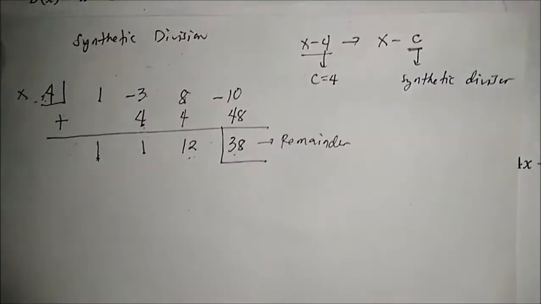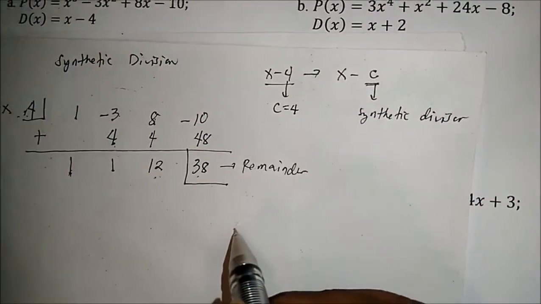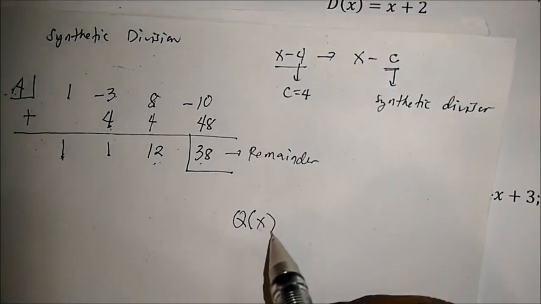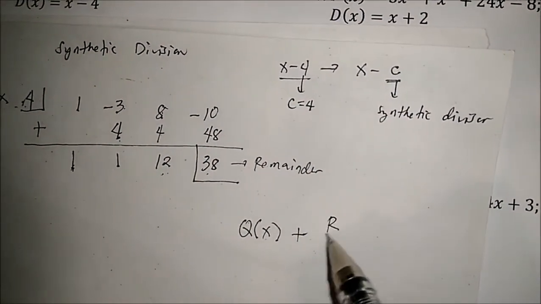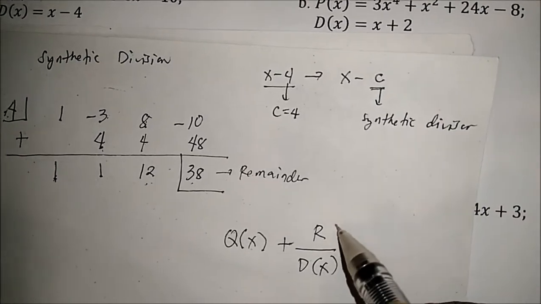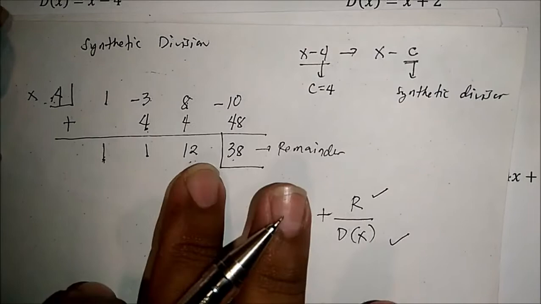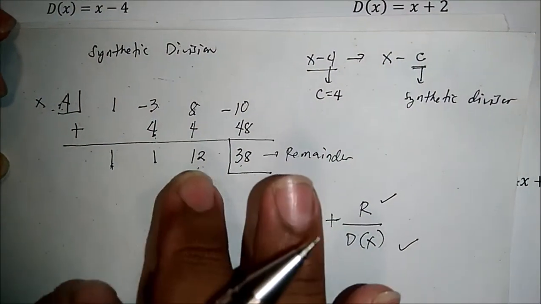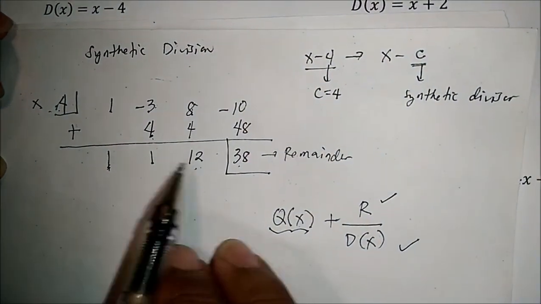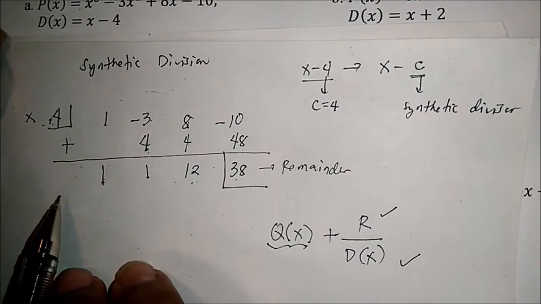Now, how do we determine the quotient? Kasi ang quotient natin ay dapat of the form Q of x plus R over D of x. So, may remainder na tayo, may divisor na tayo. How do we determine the quotient? Simple lang yan. The remaining terms, or the remaining coefficients, are actually the coefficients of the quotient.